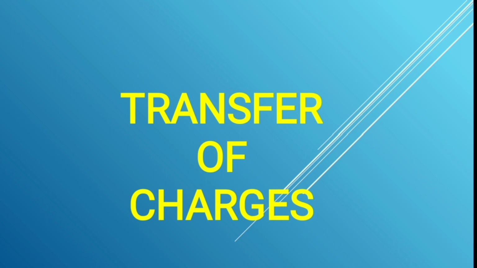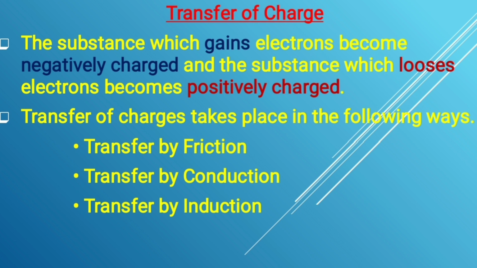Next we are going to concentrate on transfer of charges. Here is the basic definition of transfer of charges: the substance which gains electrons becomes negatively charged and the substance which loses electrons becomes positively charged. Gains means it takes electrons and turns into having more negative charge, so it is negatively charged. Loses means it gives electrons to other atoms, so it has fewer negative electrons and is more positively charged.